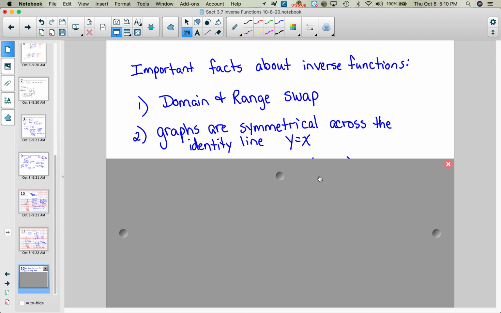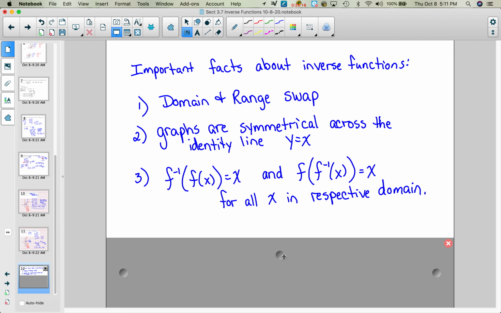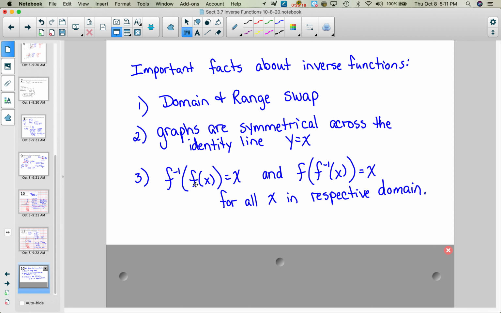The second thing, graphs are symmetrical. Graphs of inverses are symmetrical across the identity line, y equals x. So that's always a good reference point to take a look at. And lastly, if you take f inverse of f of x, you get back x. Okay, they undo each other. That's the idea of inverse. And f of f inverse, you get back x. Okay, they undo each other. And that's true for all x in the respective domain.